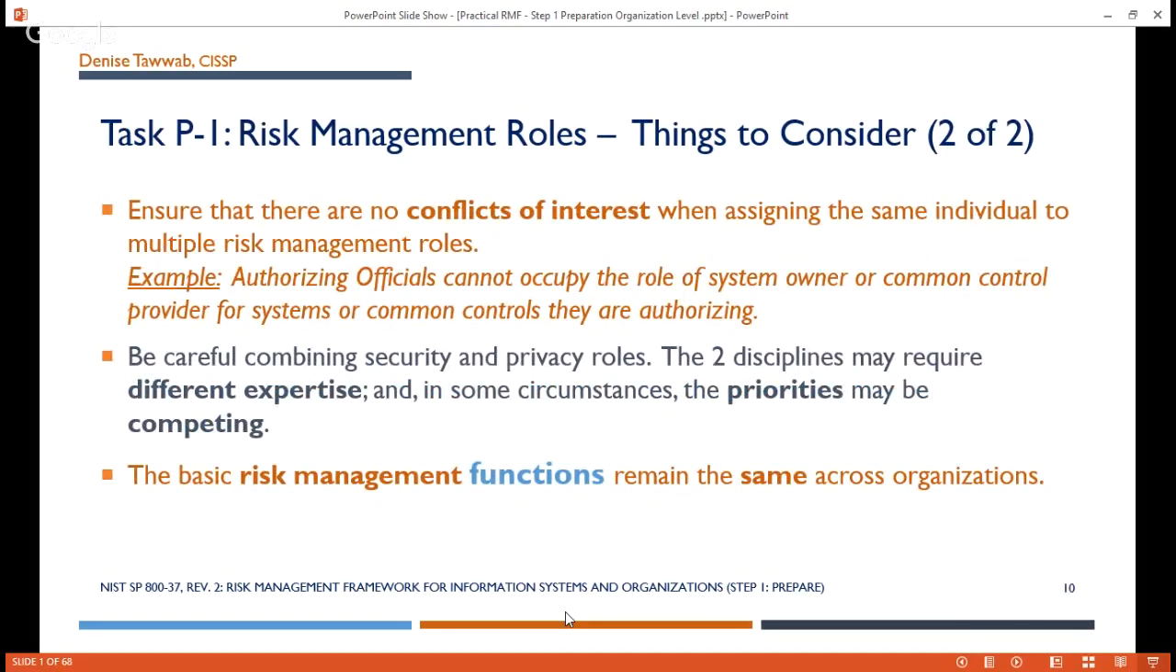And I'll give you an example. An authorizing official can't also be the system owner for the system that he or she is going to authorize. So make sure that there are no conflicts of interest. You also want to be careful when you're combining security and privacy roles because the two disciplines require different expertise. And in some circumstances, the priorities actually compete. So consider those things when you're assigning your risk management roles. The basic risk management functions, however, are going to remain the same across all organizations.